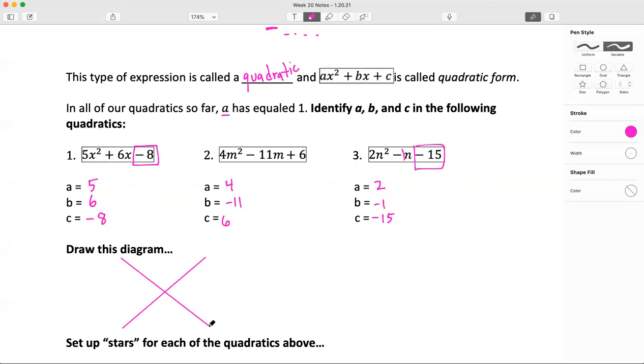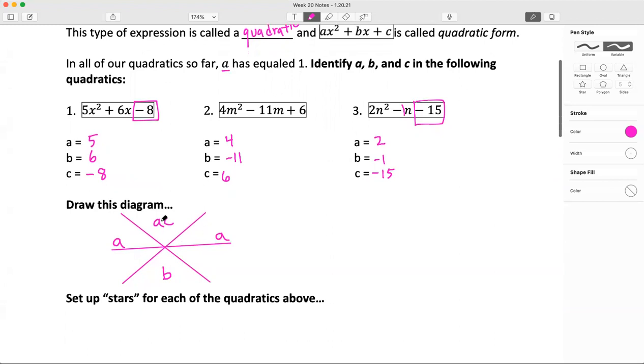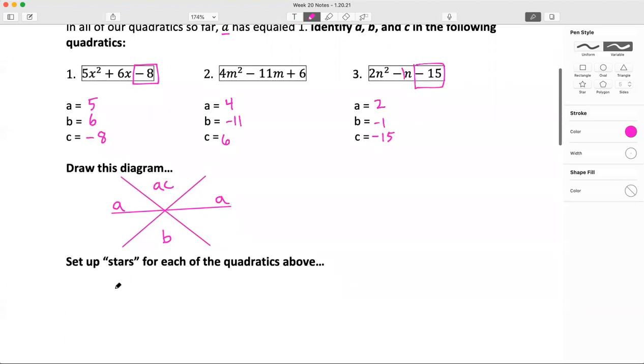So first you're going to draw an X, kind of like that. And then you're going to draw a horizontal line through the middle right there. So it kind of looks like a star, but that's what you're going to draw. In the top section here, you're going to write AC, which stands for A times C. In the bottom section, you're going to write B. So A times C, B, and then you're going to write an A here on this line on the top of it, on the left, and then on the right, you're going to write A again here on the top of this line. You're going to need to memorize this diagram.